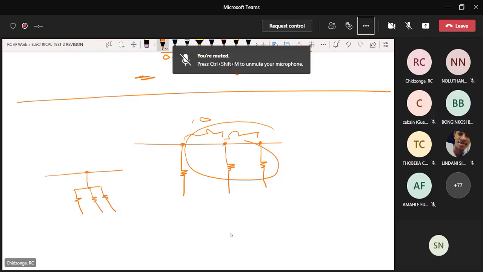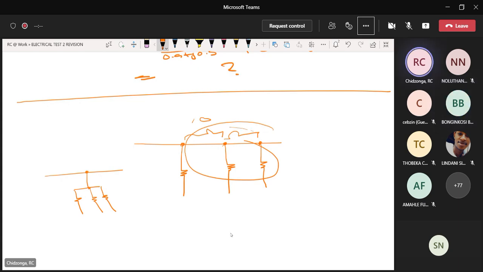Electrically, this is one point. This conductor has zero resistance. There is no potential difference across there. It's just a conductor. It's one point.